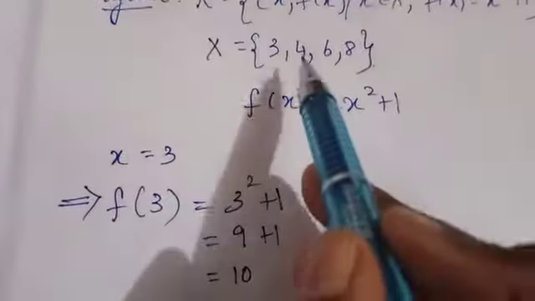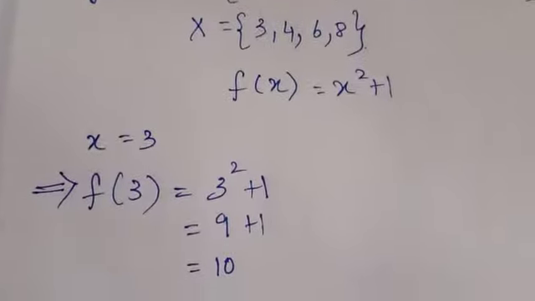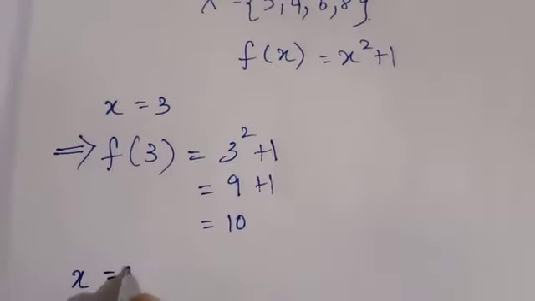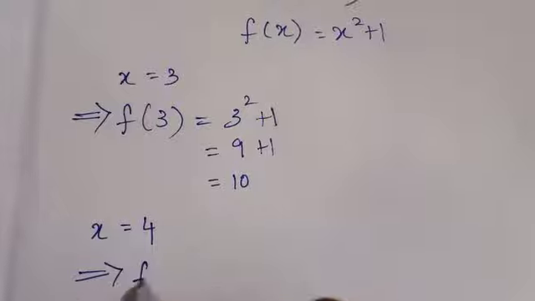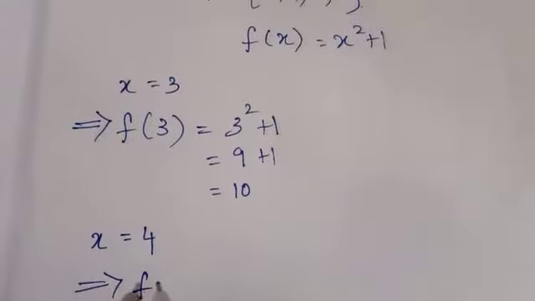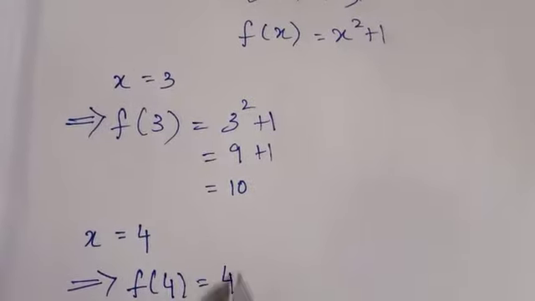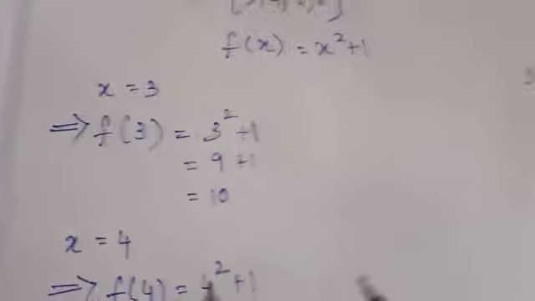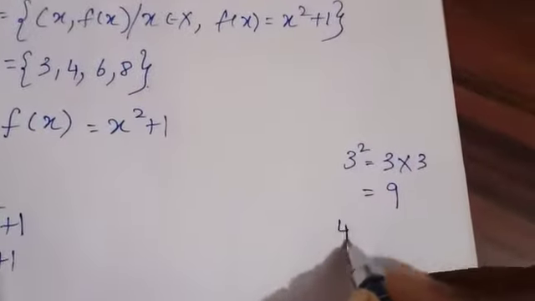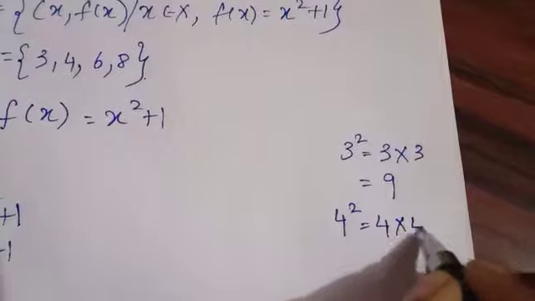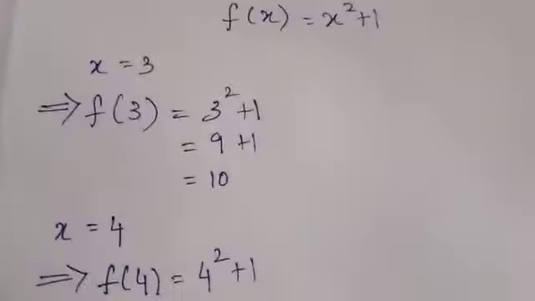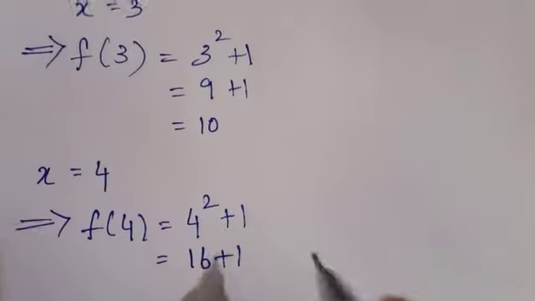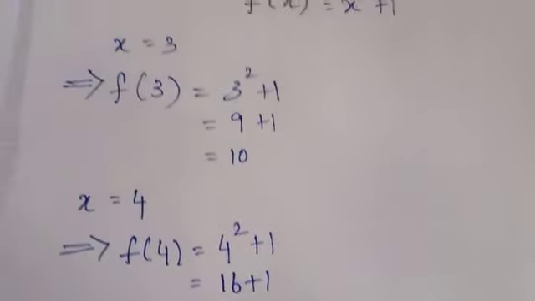So in the same way, the next element, x = 4. In the place of x I am substituting 4. f(4) = 4² + 1. So 4 square is 4 into 4. So 4 4s are 16. 16 plus 1 is 17.